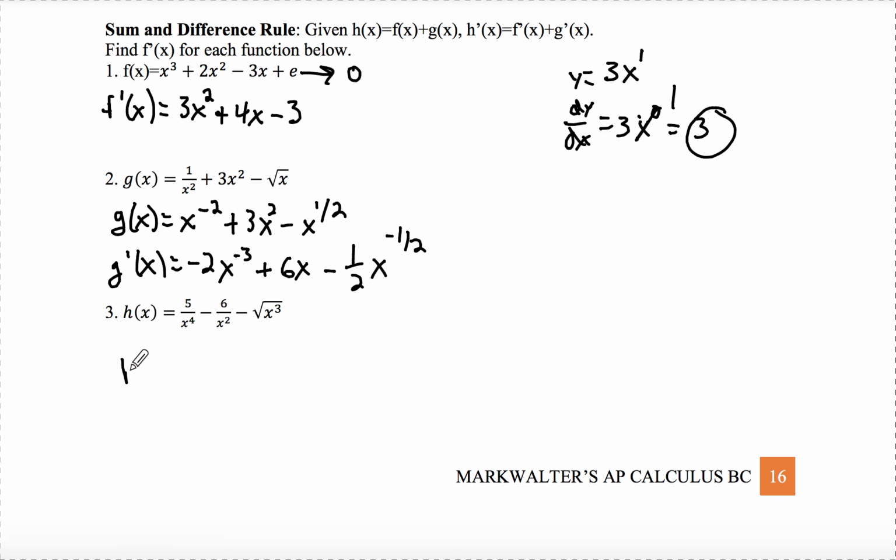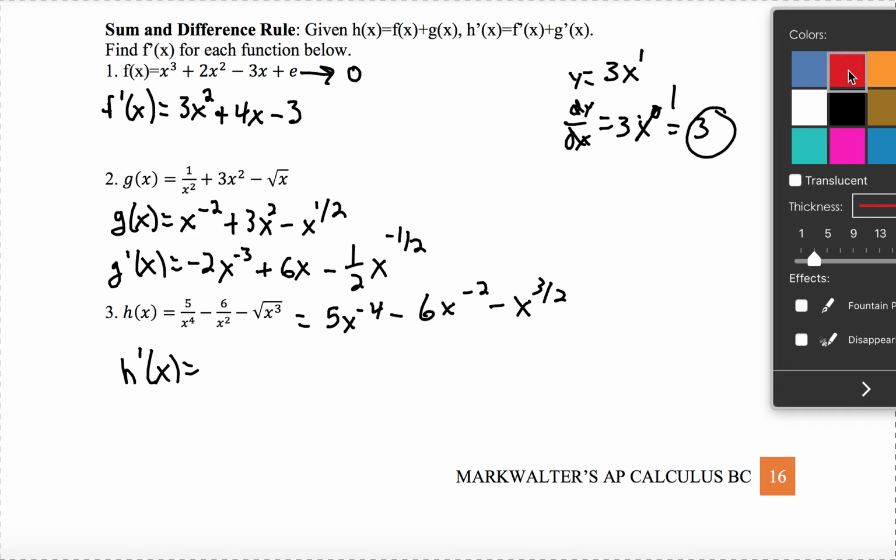All right. And the derivative of h of x here, we have to do some rewriting first as well. 5 over x to the fourth is 5x to the negative fourth, minus 6x to the negative 2, minus x to the 3 halves. Now some people will tell me that this is the derivative. I actually have students who will stop here. And I get the confusion to some degree, but this is actually not a derivative.